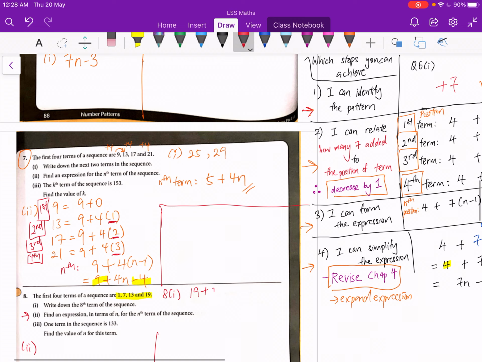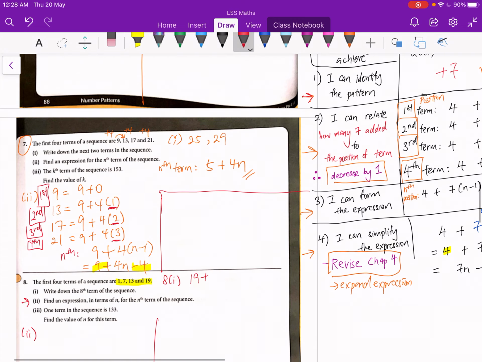I'm just testing whether you are able to spot the mistake. If you're able to spot the mistake, that's good. So I add 1 six to get the fifth term. I add 1 more 6, I get the sixth term. I add 1 more 6, I get the seventh term. Add 1 more 6, I get the eighth term. So 24 plus 19 will be 43. 24 plus 19, correct, 43.